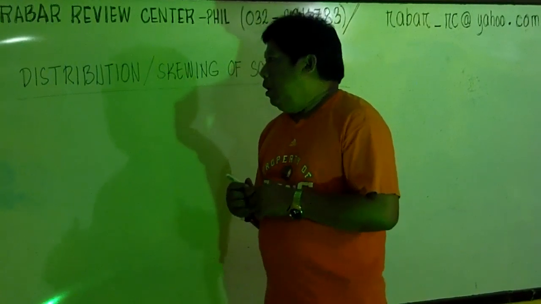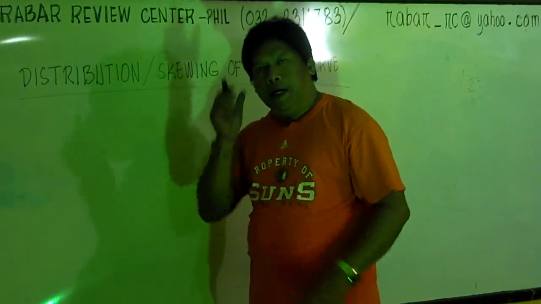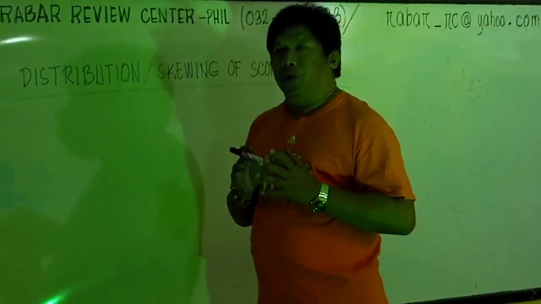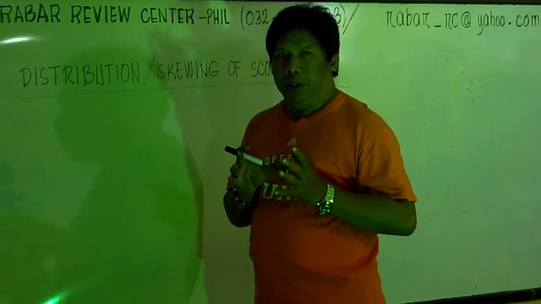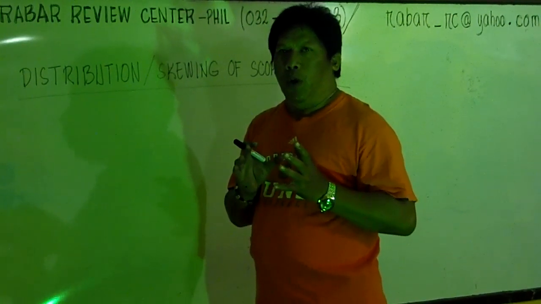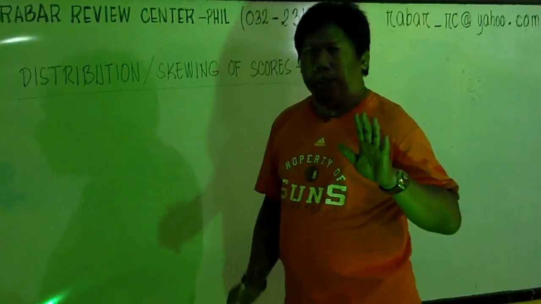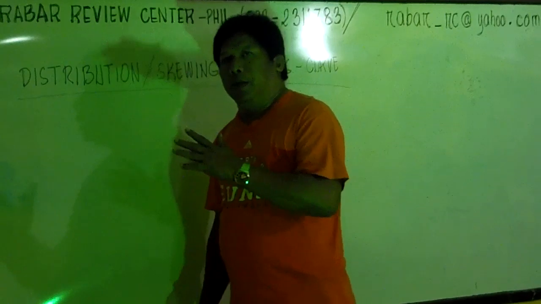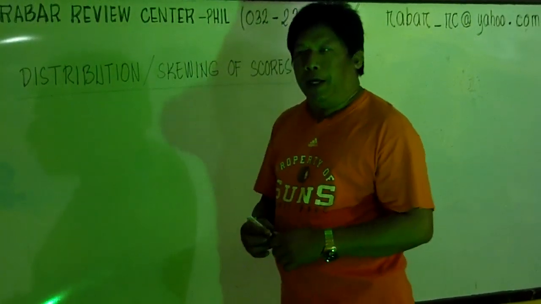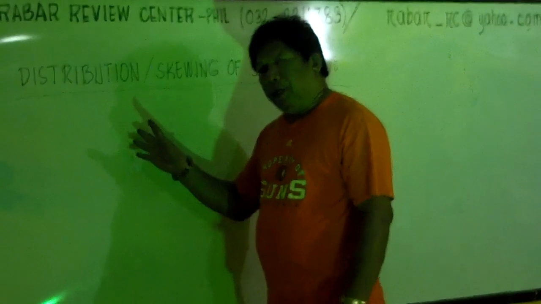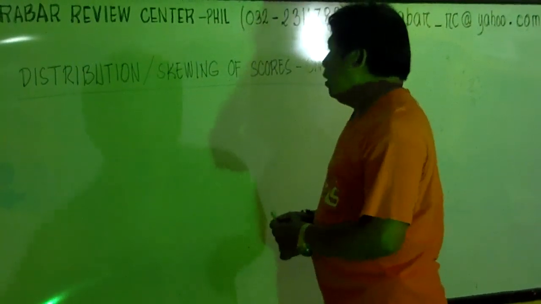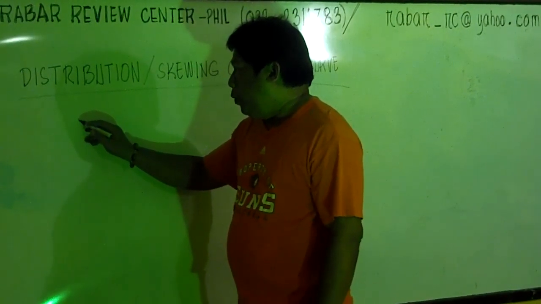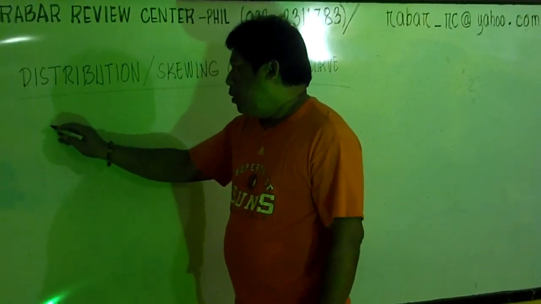Firstly, the distribution of scores. You have to consider two groups of scores. One group is representing scores for the lower class, and the other group is representing scores for the higher class. So in order to illustrate it in curves, let's start with what we call the normal curve.